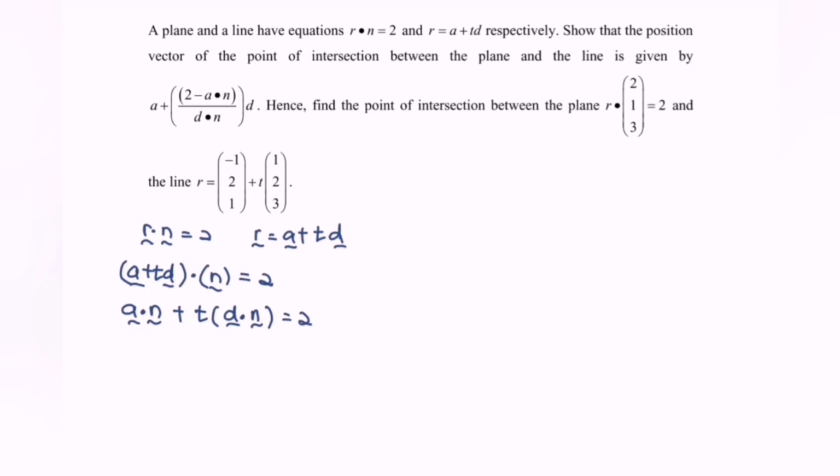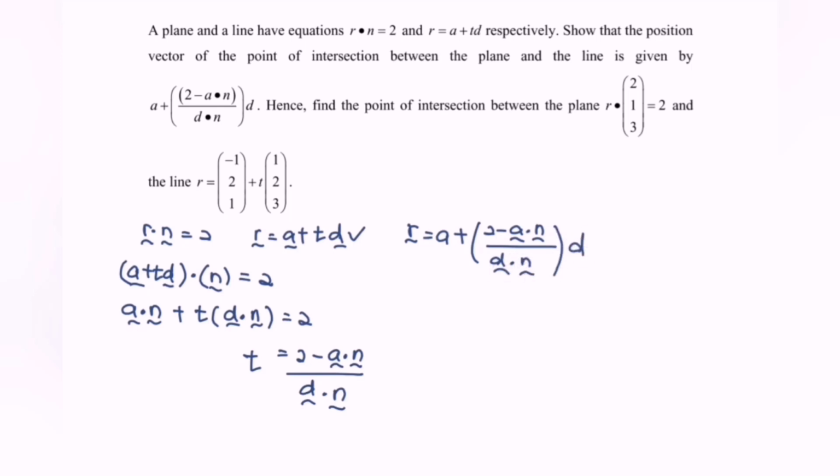Rearrange and express t as the subject, so t equals (2 minus a dot n) over d dot n. Now substitute this into r equals a plus td, so we will have r equals a plus t, where t is (2 minus a dot n) over d dot n, multiplied by d. So kindly refer to the result we have already shown.